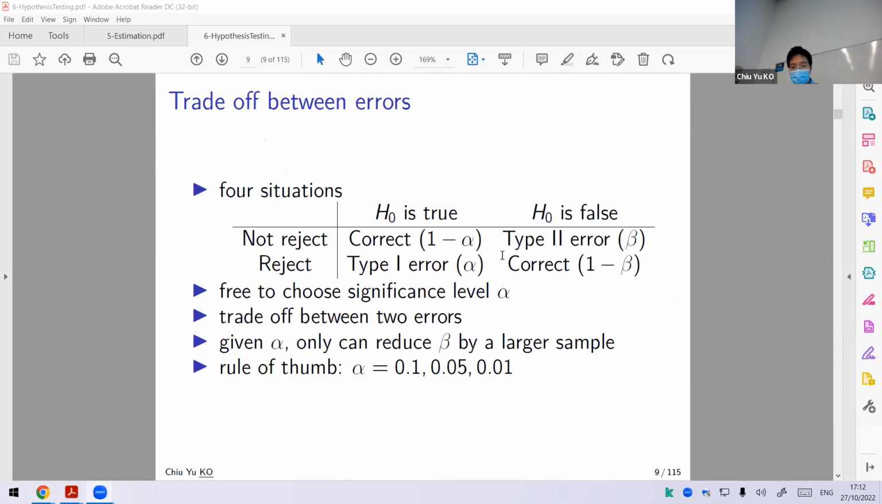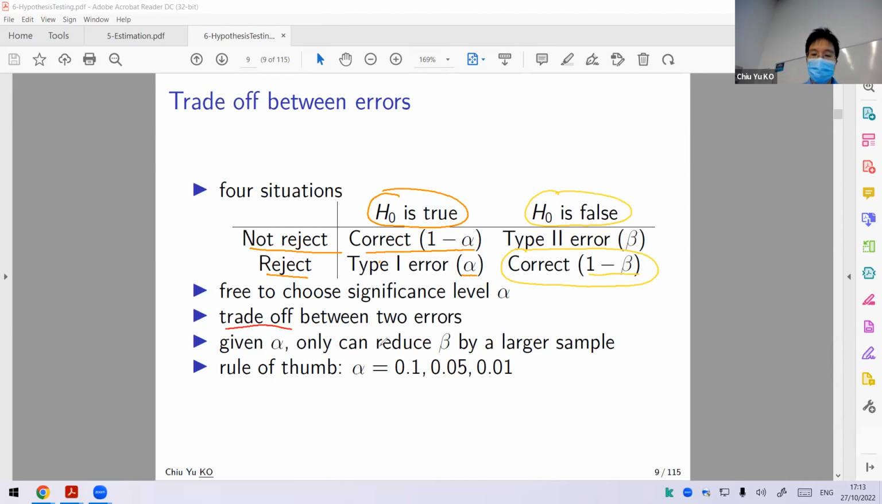I think I said already, there's a trade-off. If the null is true, you shouldn't reject, and that depends on alpha. You decide alpha, and you decide whether you reject or not. If it is false, then you should reject, and that is called the power, 1 minus beta. And as I hinted, there is a trade-off between the two errors.